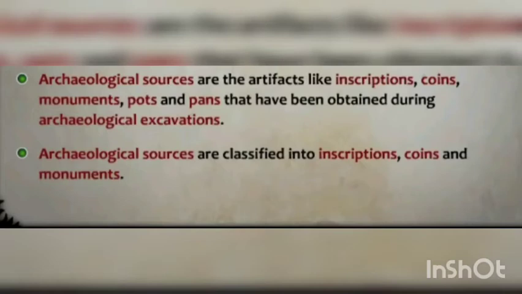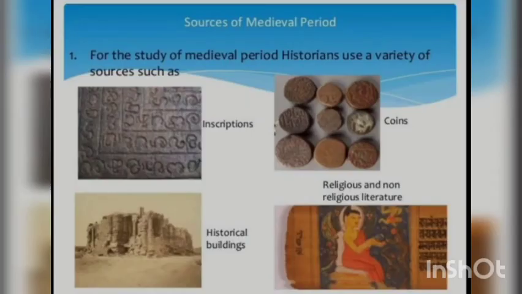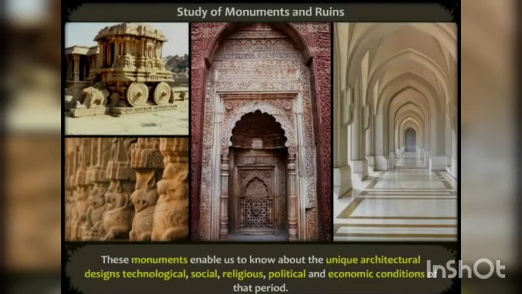What are archaeological sources, children? I already told you. Monuments, inscriptions, coins. These are the important archaeological sources. Here, first of all, we are going to see about monuments. Monuments show us which one? They show the style of architecture of that period, and what they have highlighted about the religious things.